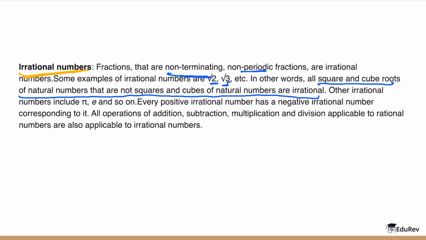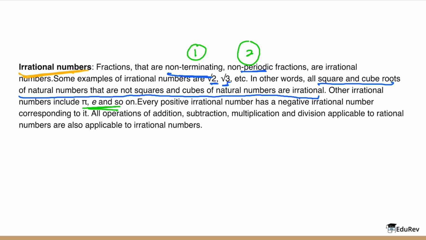So what are irrational numbers? Irrational numbers are the numbers which are, first, non-terminating, and second, non-periodic. Those are your irrational numbers. And all the square and cube roots of natural numbers which aren't actually the squares and cubes of any natural number are also irrational numbers. Other irrational numbers will include pi, e and so on.